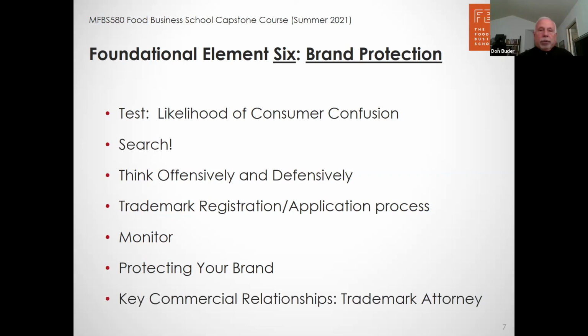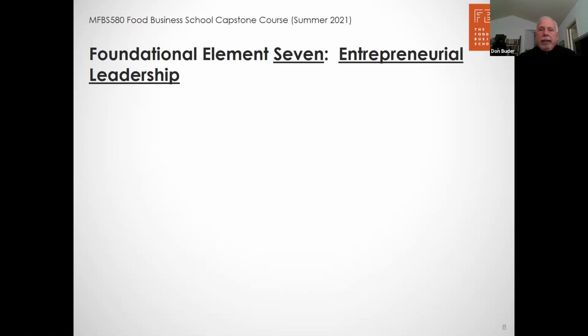So the key commercial relationship here is typically the trademark attorney. If you have a business attorney that you work with, they can usually recommend a trademark attorney that can assist you in developing a strategy here for securing the rights to your brand and then protecting it going forward. Element 7, we're going to call entrepreneurial leadership.